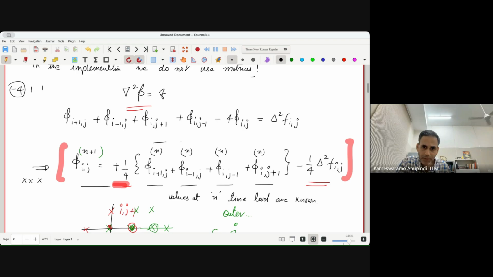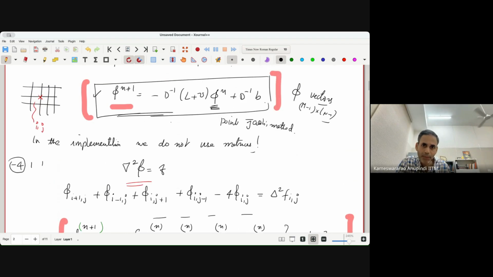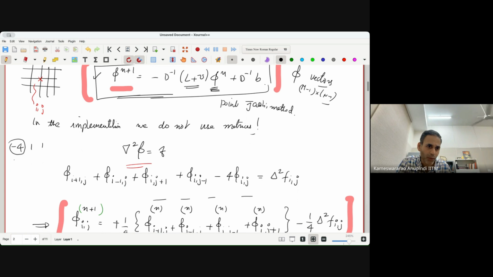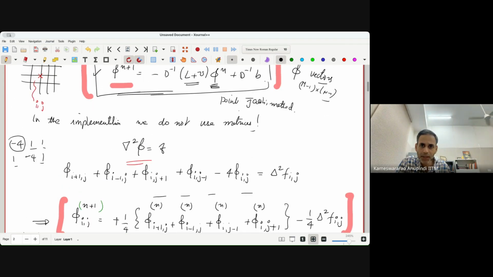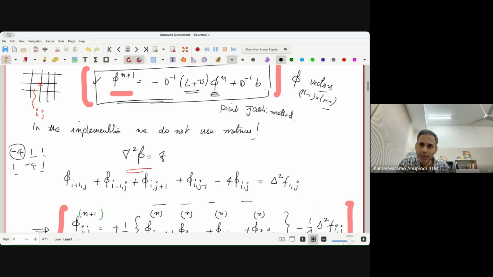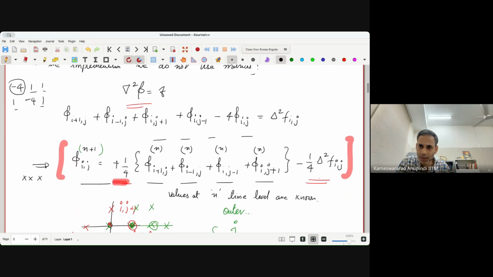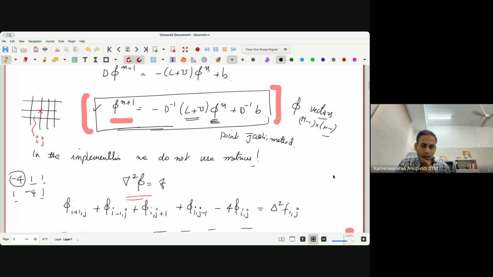And then all the neighboring values. So this is all at, L plus u, because we had 1, 1, 1, minus 4, 1. So all these ones when multiplied with the neighbors are giving you all the summation. And then, of course, the b times d inverse is also here, right? That is your right hand side. Okay, so that is about the point Jacobi method.